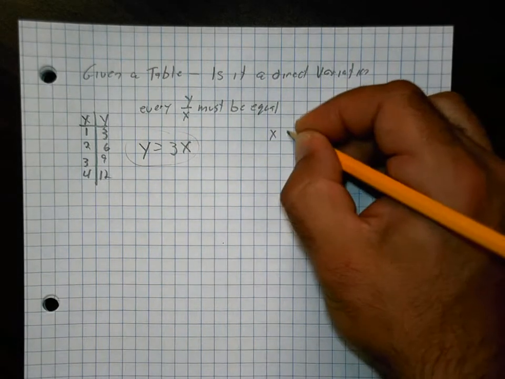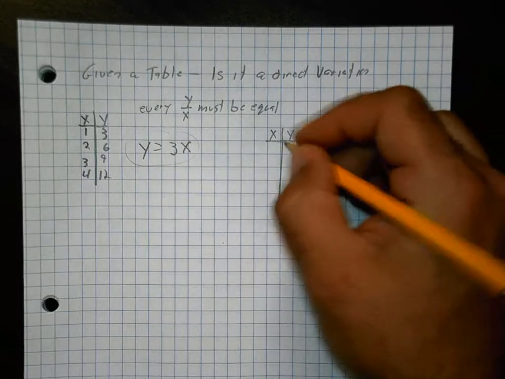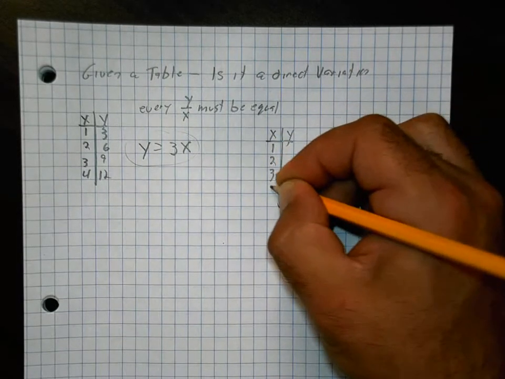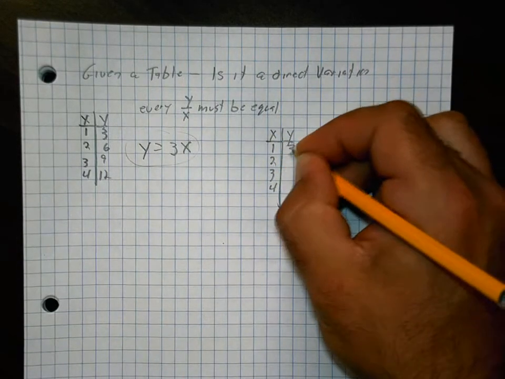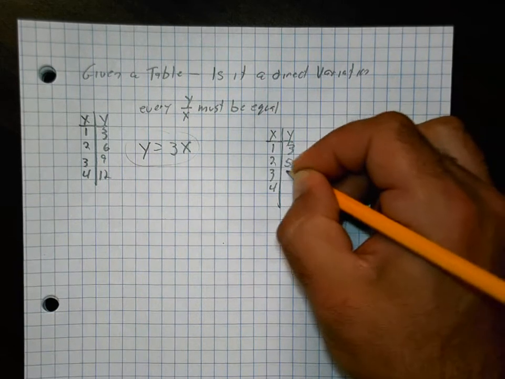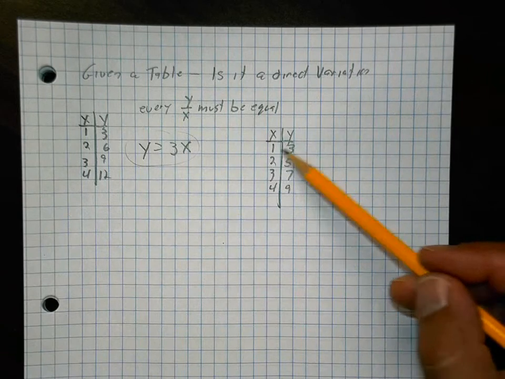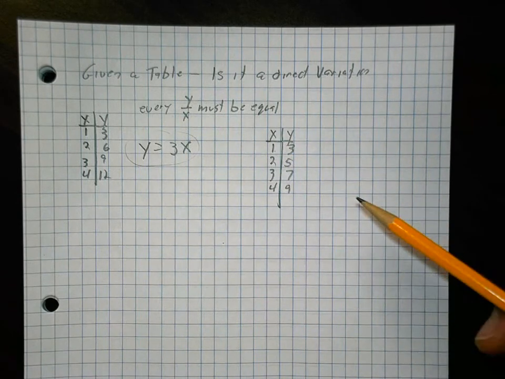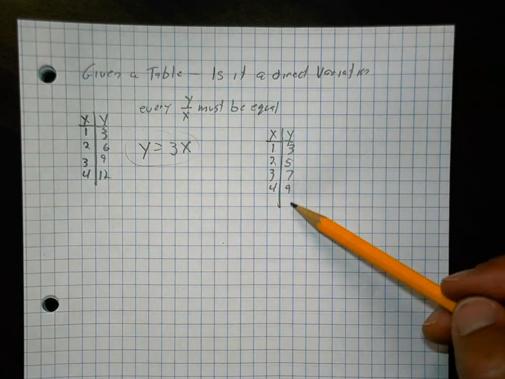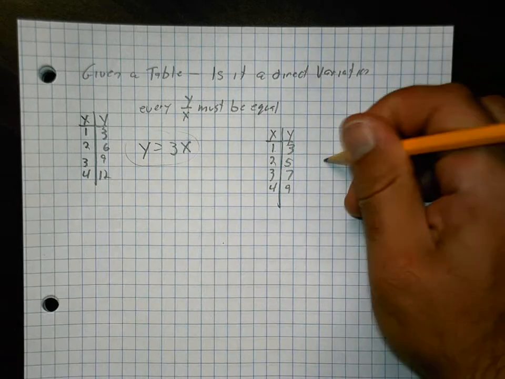As opposed to this chart, let's do another one. In this case, every y over x is not equal. 3 divided by 1 is 3. 5 divided by 2 is 2.5. You can see that they're not equal. So this is not a direct variation.